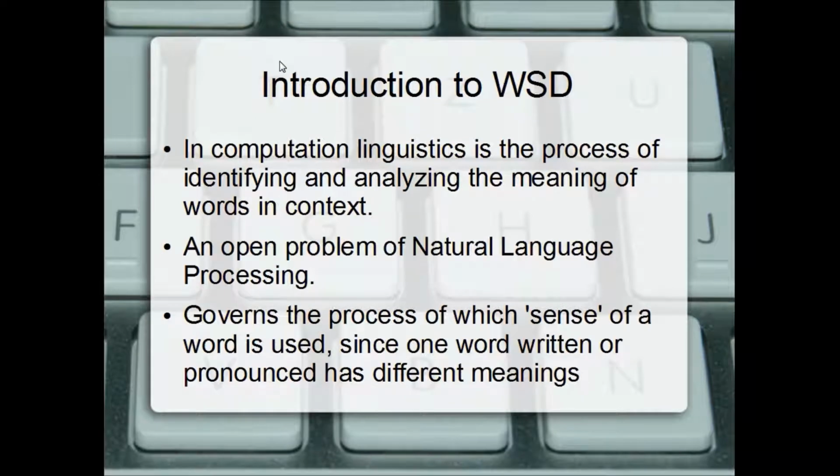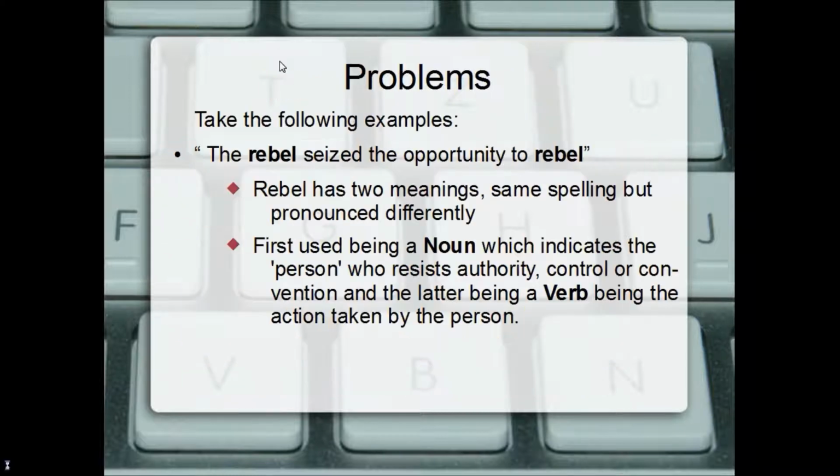Word sense disambiguation in computational linguistics is the process of identifying and analyzing the meaning of words in context. This is an open problem of natural language processing, which governs which sense of a word, i.e., meaning, is used, since one word written or pronounced has several different meanings used in a sentence.